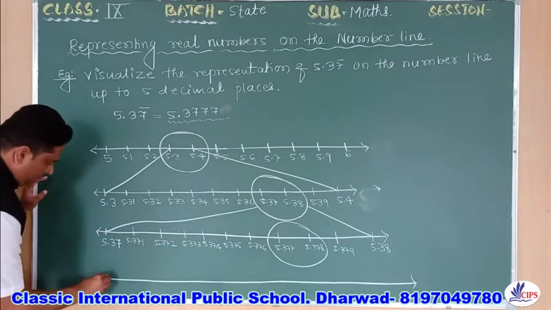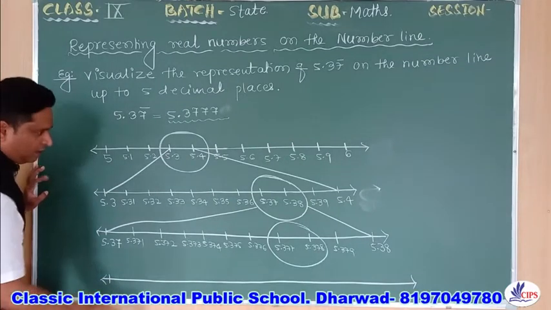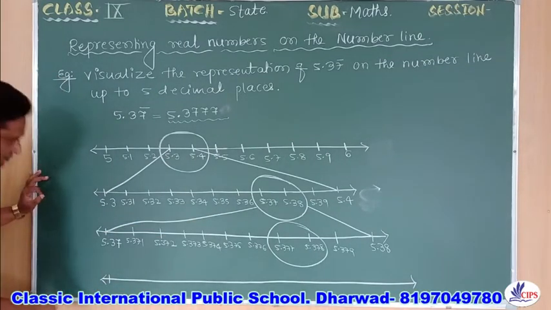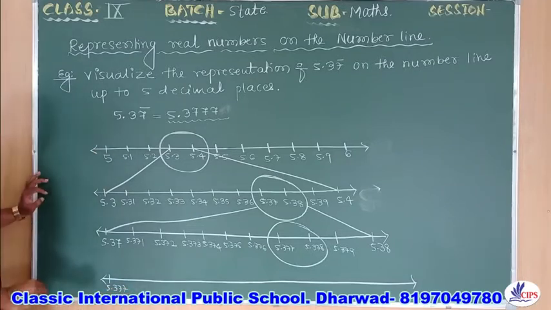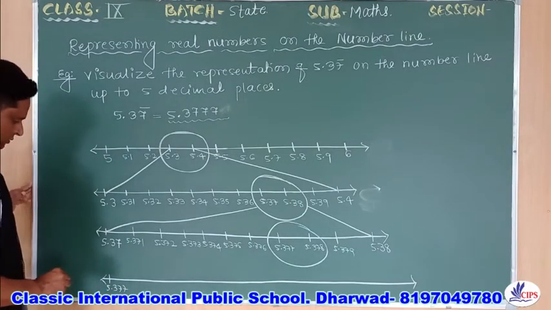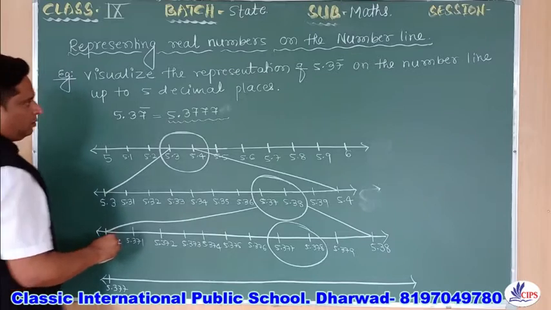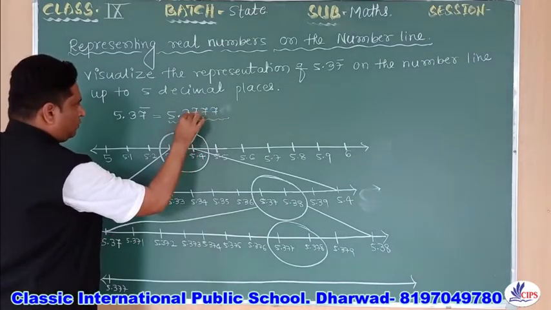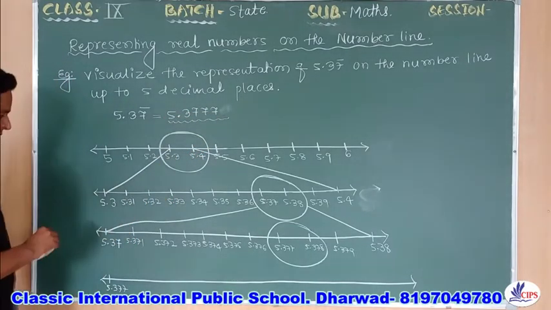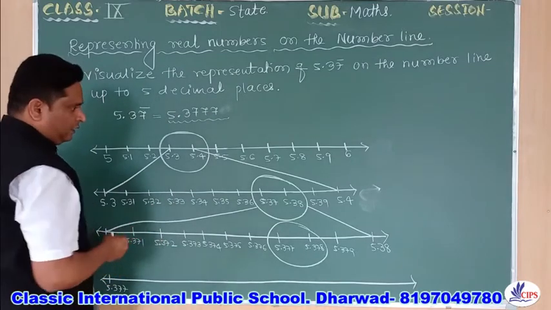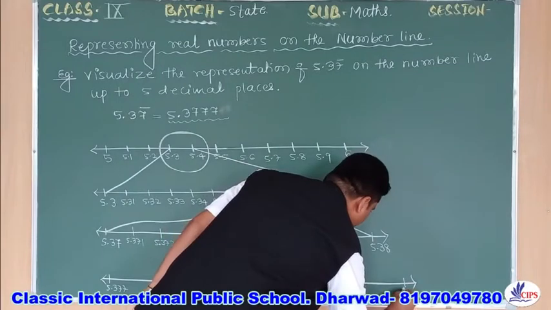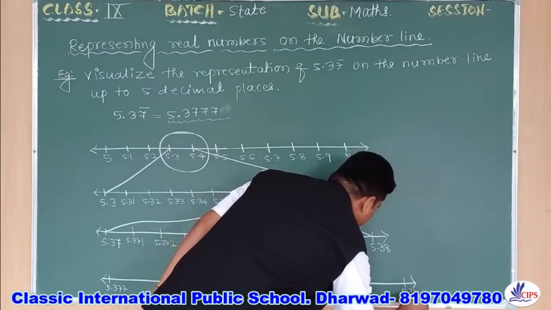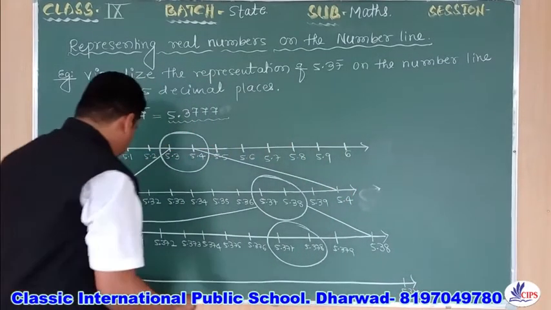Yes, and I will begin this with 5.377, right? 1, 2, 3, 4. Okay. 5.377, 5.378. I'll write it here. 5.378. I'll begin from here.